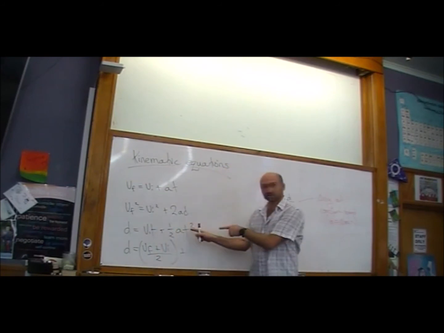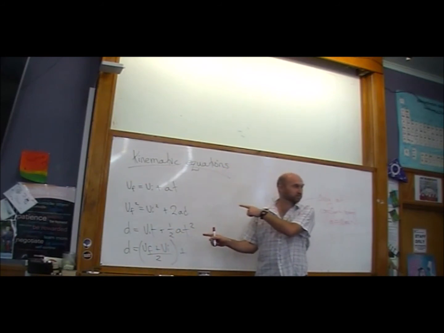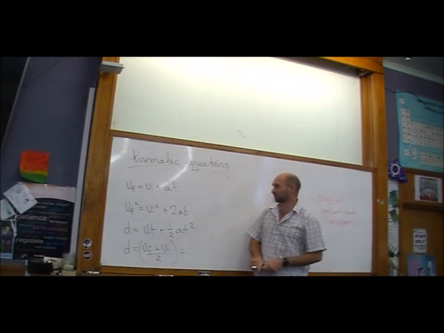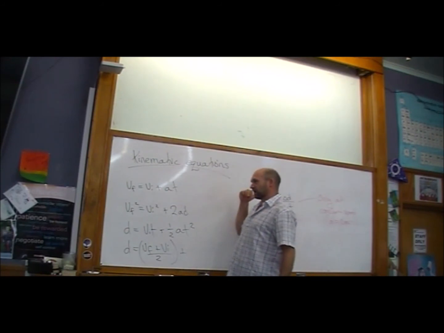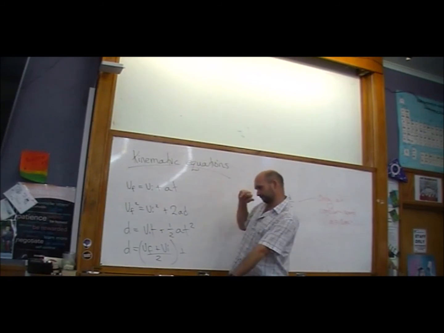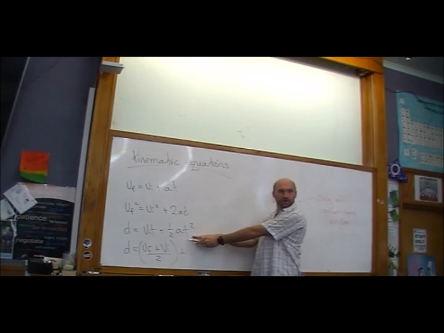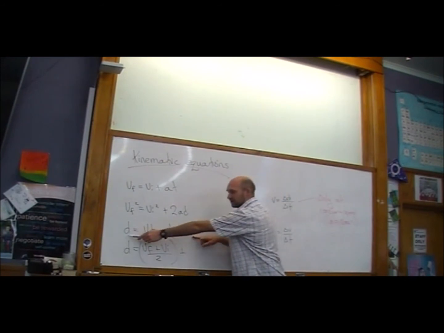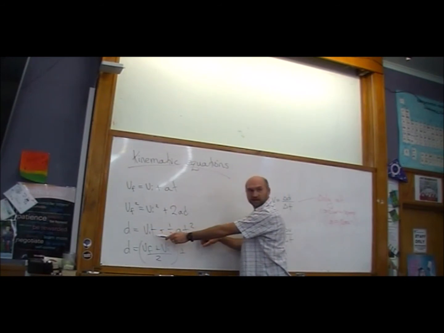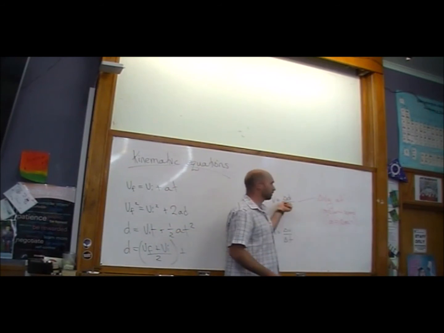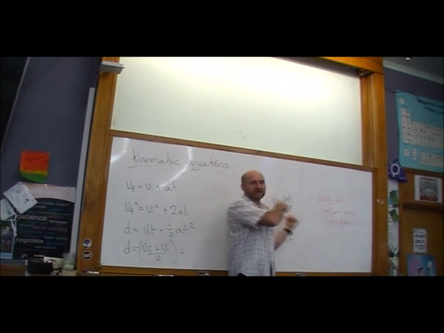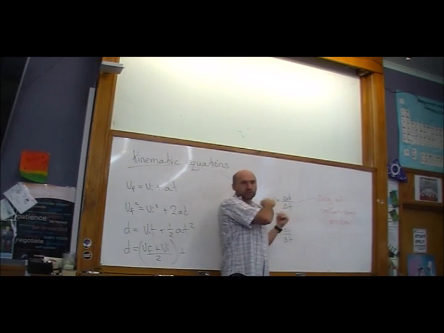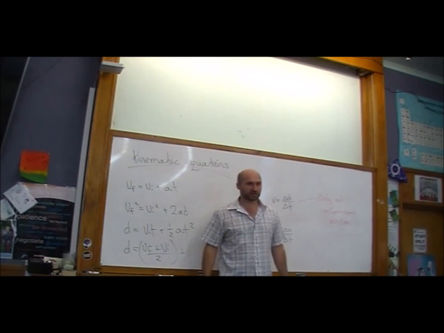You can always use one of these equations and just put in A equals 0 and you will get that same equation. Look at this third one down here. If A is 0, we're left with D equals VIT, which is the same as what we would get if we rearrange that. So we don't need that equation at all. It is useful to know that we can use it when the speed is constant.